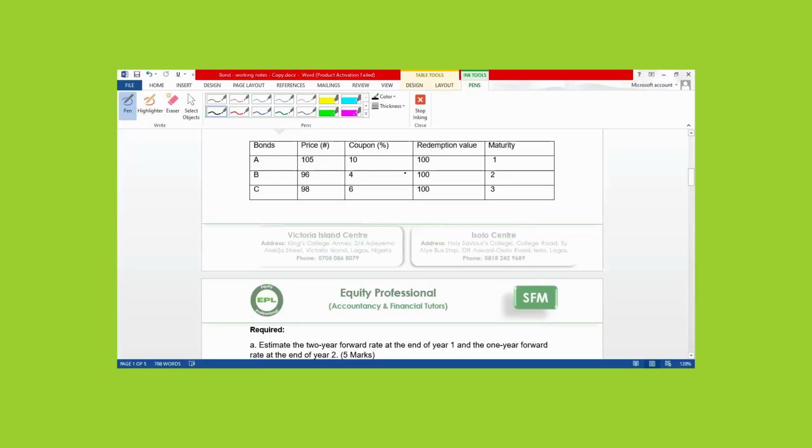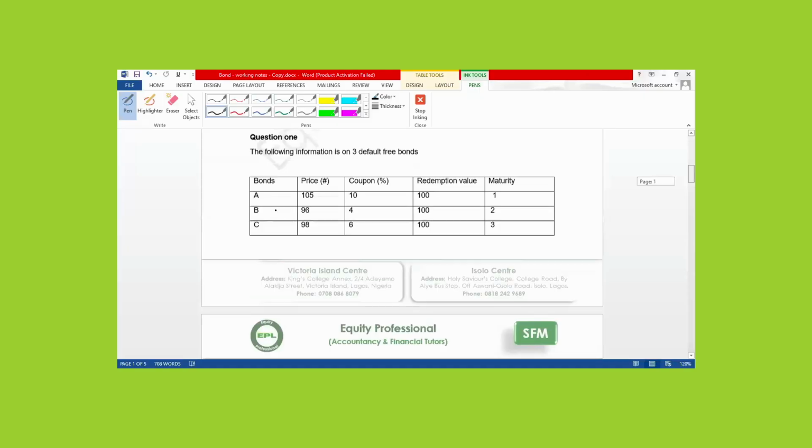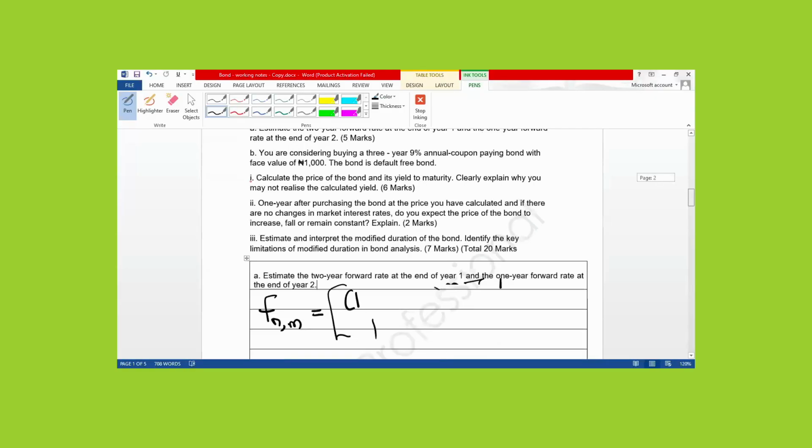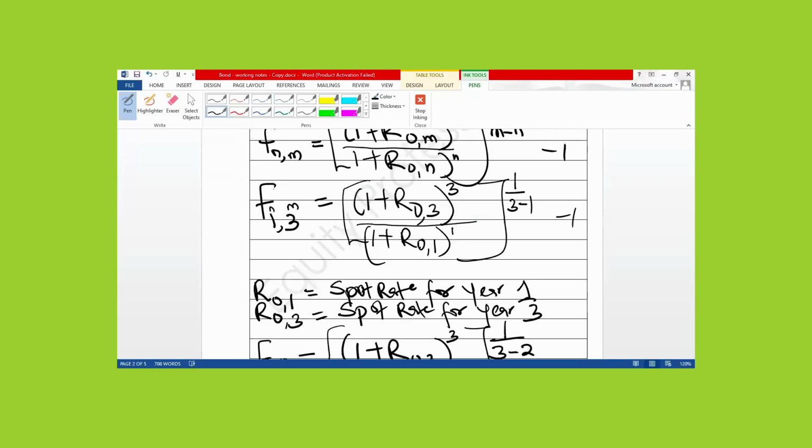Bond A: price 105, coupon 10%, maturity 1 year. We are going to calculate the spot rate for a year now. The process of calculating is called bootstrapping.